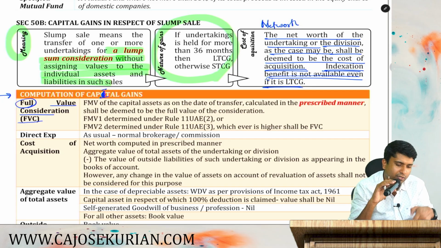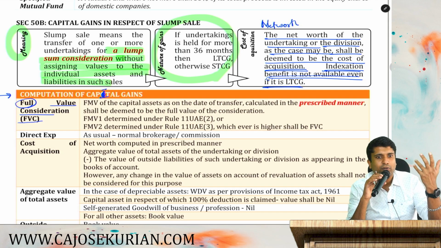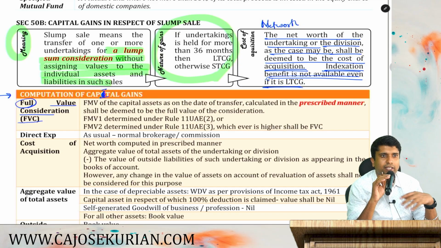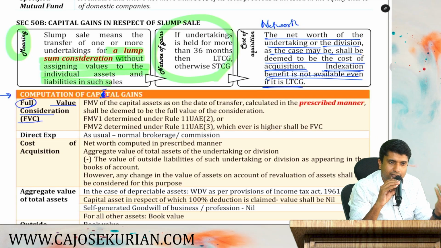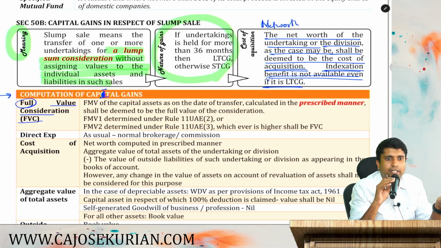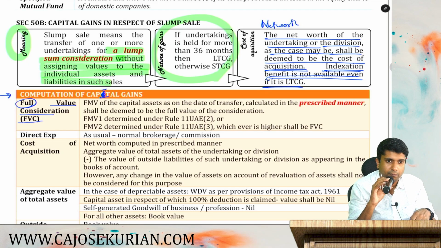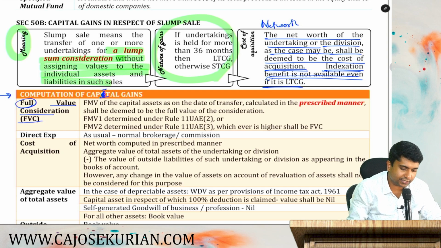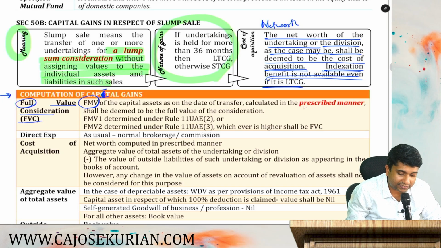Are you with me? So here, what might be the full value consideration? You will say the lump sum amount that I have received shall be normally the full value consideration. Yes or no? When I am selling my undertaking for a lump sum consideration to someone else, whatever the lump sum consideration that person paid shall be deemed to be the full value consideration. That should be the full value consideration normally. Are you all here? But here what department say, it is not like that. Then how do we compute the full value consideration? What department say is, you take the fair market value in the prescribed manner.